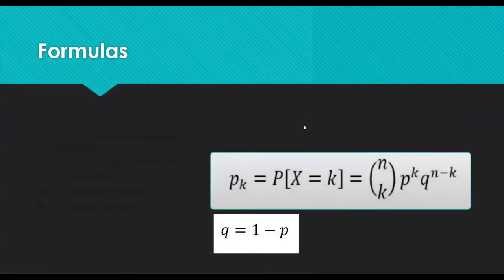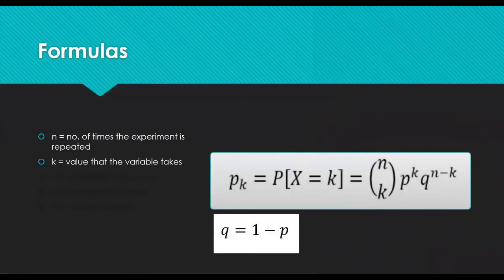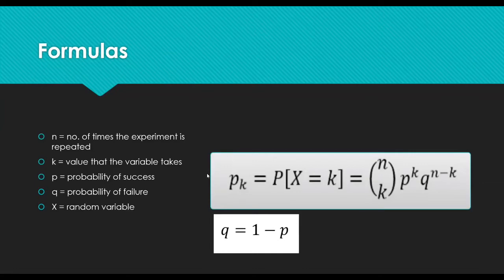We have here the formula to calculate the probability that the discrete random variable takes any value. This part of the expression is a combinatory number. It's a combination. And we can say that n is the number of times the experiment is repeated. K is the value that the variable takes. P is the probability of success that normally is given in the problem. Q is the probability of failure, and it can be calculated with this expression as 1 minus P. And finally, X is the random variable.